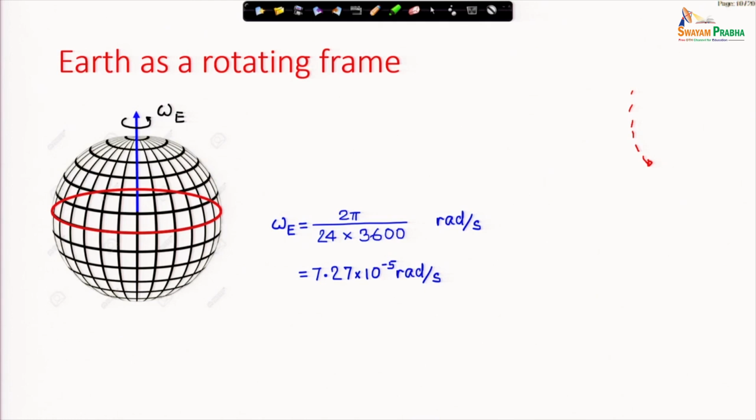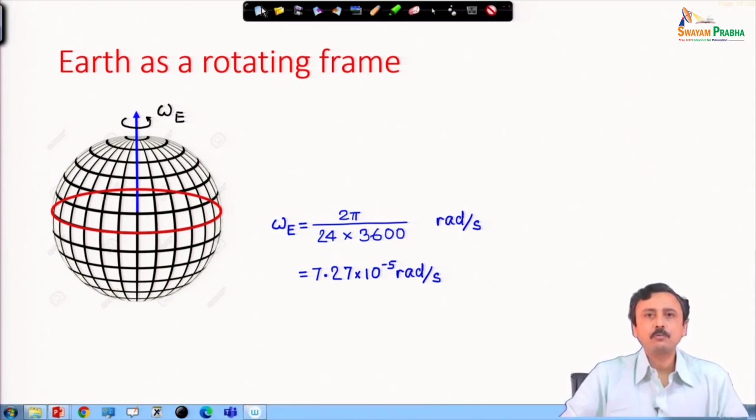But to understand cyclonic circulation, we must first consider Earth as a rotating frame. I have here shown the calculation of the omega of the Earth. It rotates 2 pi radians in 24 hours, that is 24 times 3600 seconds, and the omega of Earth turns out to be 7.27 times 10 to the power minus 5 radian per second.